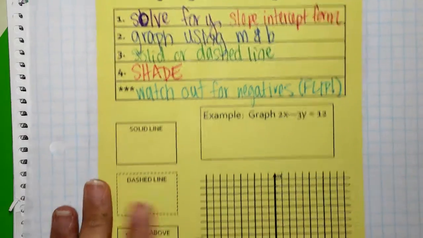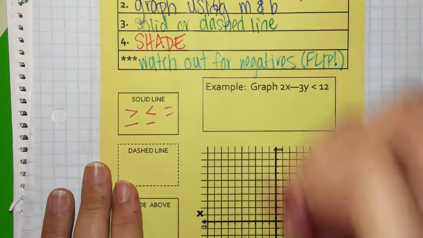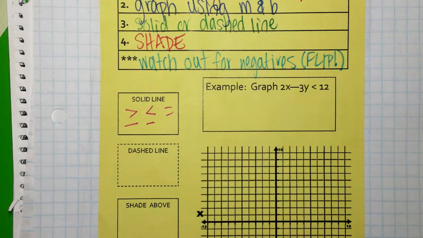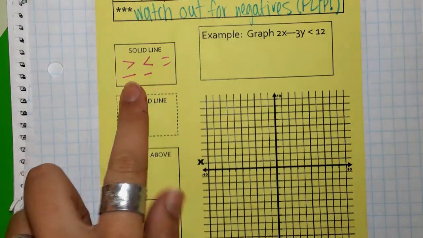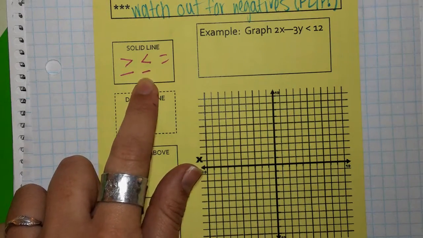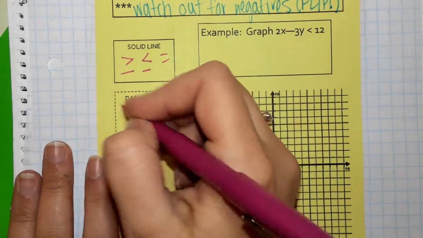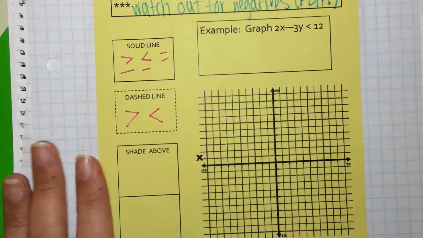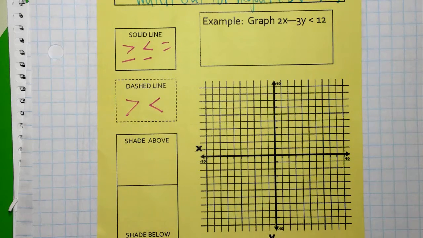Alright, so a solid line is when it's equal to. So that's greater than or equal to, less than or equal to, or good old-fashioned equal to. That's when you use a solid line. What sign is this? Less than or equal to. Alright, a dashed line would be when it's greater than or less than. No equal sign on a dashed line, because the dashed line means that it's not equal to, so that's why you don't shade those in.